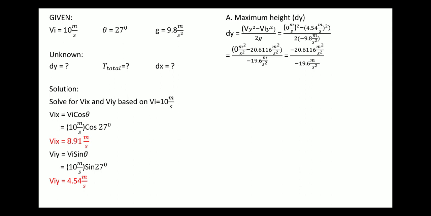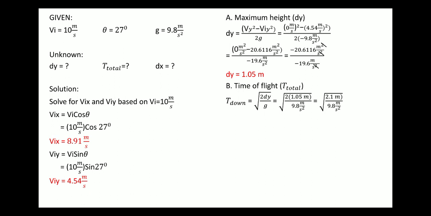Then 0 minus negative 20.6116 is still the same. Negative 20.6116 meters squared over second squared divided by negative 19.6 meters per second squared, cancelling some of the units, so dy is equal to 1.05 meters. Then next, for the time, t total, same solution.